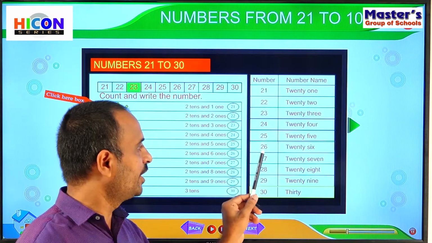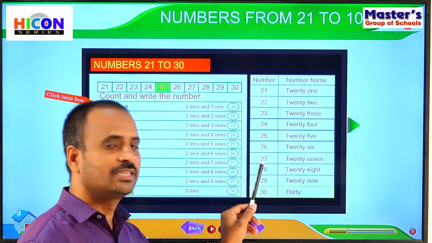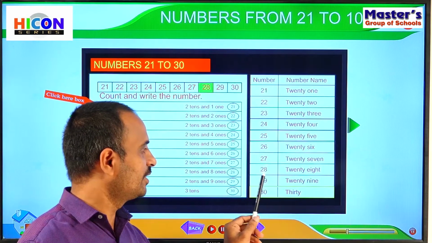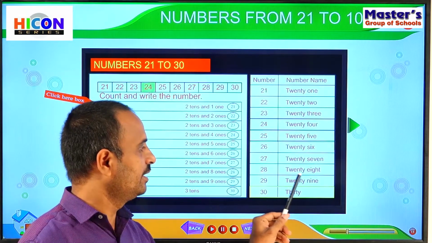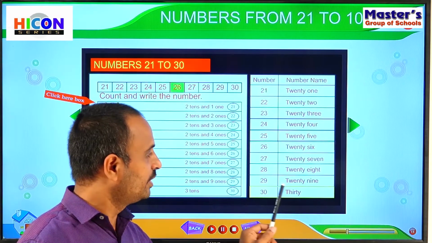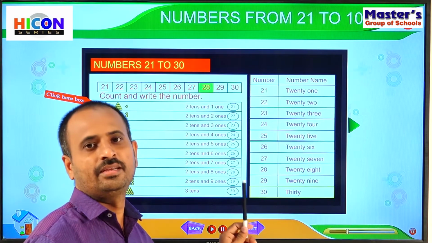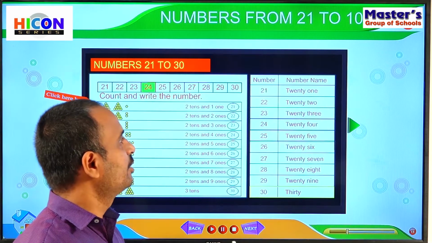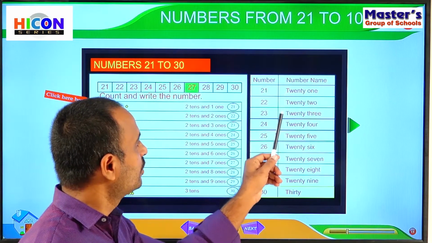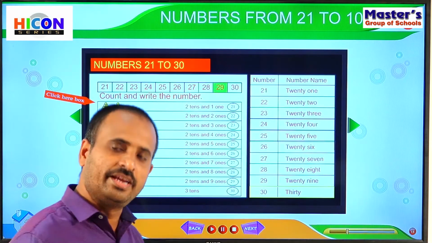After 24 comes 25. After 25 we have to write 26. After 26 we will get 27. After 27 we have to write 28. And after 28 we have to write 29. And after 29 we will get 30. So in this way we can write the numbers from 21 to 30 and also the number names for 21 to 30. So these are the numbers and these are the number names.